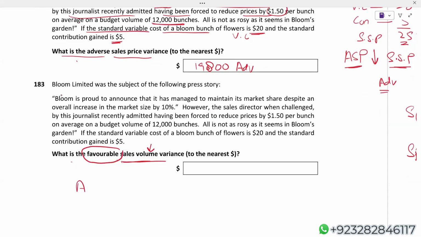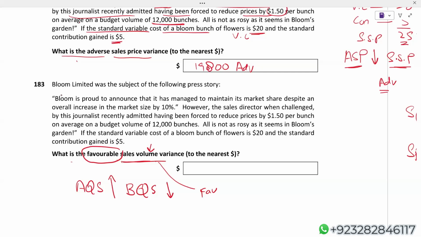Now listen. When your actual quantity sold is more than budgeted quantity sold, if we have actually sold units more than what we budgeted, then your sales volume variance will be favorable. Repeat. When your actual quantity sold is more than the budgeted quantity, then obviously your sales volume variance will be favorable.